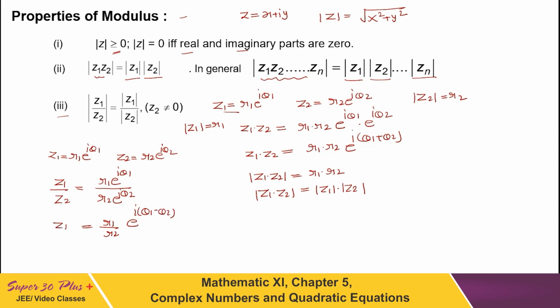This is the complex number. Now we can find the modulus of this complex number z1 upon z2, and it is equal to r1 upon r2. What is r1? It is mod z1. And what is r2? It is mod z2. So we can easily say that the modulus of z1 upon z2 is equal to mod of z1 upon mod of z2, given that z2 is not equal to 0.